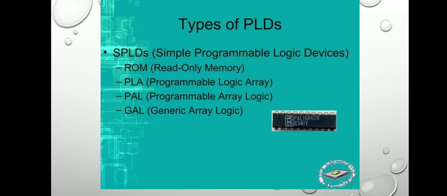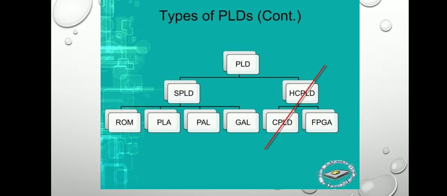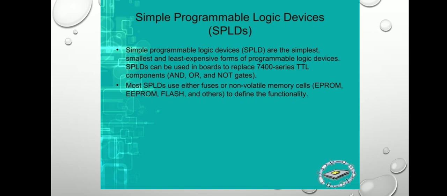The types of PLDs are read-only memory, programmable logic array, programmable array logic, and generic array logic. PLDs are divided into two types, SPLD and HCPLD. SPLDs include programmable read-only memory, programmable logic array, programmable array logic, and generic array logic. HCPLDs include the complex programmable logic device and FPGA. Simple programmable logic devices are the simplest, smallest and least expensive forms of programmable device, which can be used on any type of board for replacing the 7400 series. They can use either fuses or non-volatile memory cells.